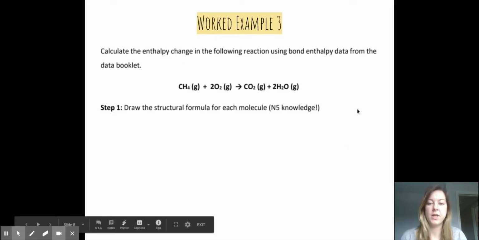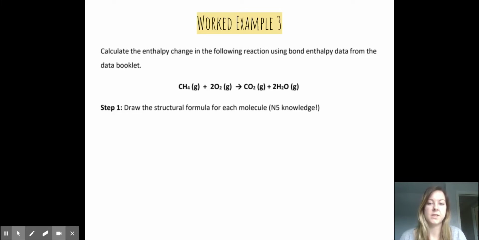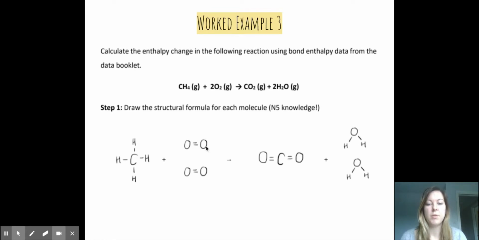Okay, example 3, again, calculate the enthalpy change in the following reaction using bond enthalpy data from the data booklet. So we're not being given any data here, they want us to go and find it ourselves. We follow the exact same steps. So step 1 is to draw out the structural formula for each molecule. Again, this is National 5 knowledge, so it looks like that. Remember, your oxygens have a double bond between them. You have your methane molecule, your 2 oxygen molecules, a carbon dioxide, and 2 water molecules.